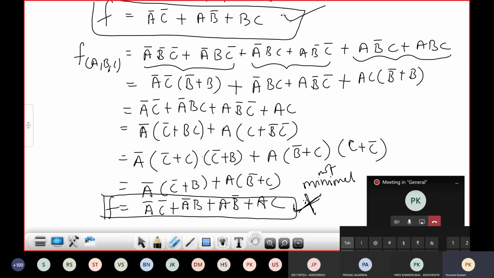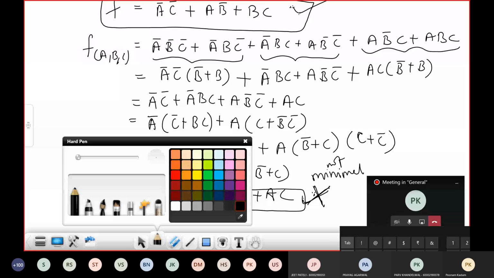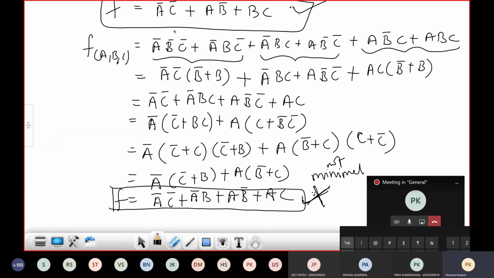So what I mean to say is that this method is not that reliable. You try it out. Combine the first term and, let's say, the third term. Then combine the second term with the third term, and then combine the last two terms. What is the minimal expression? What is the expression that you get?